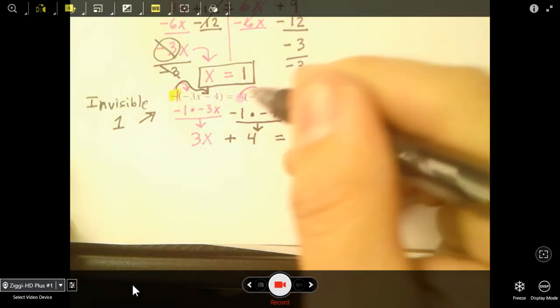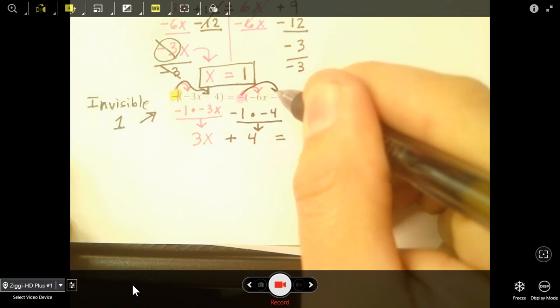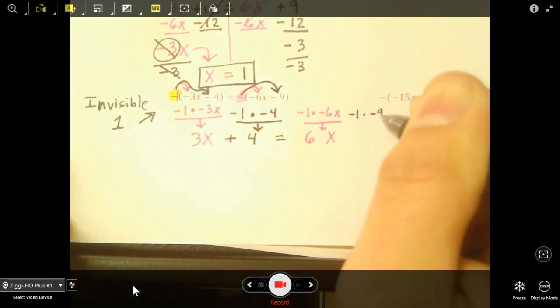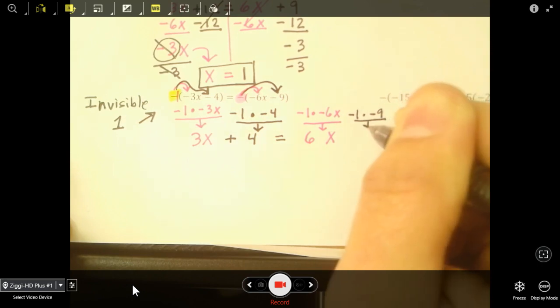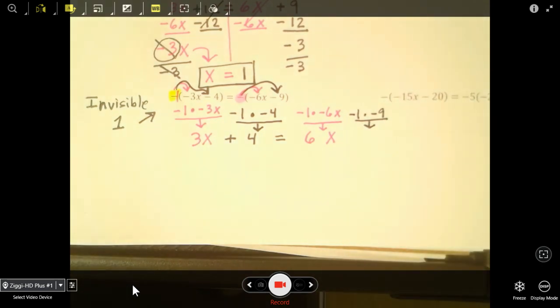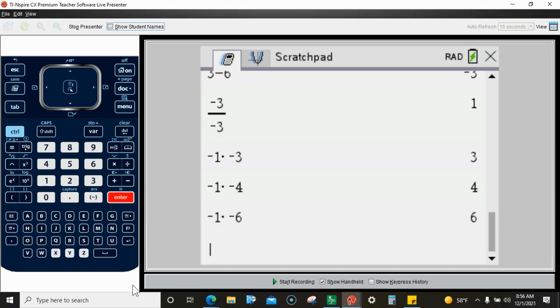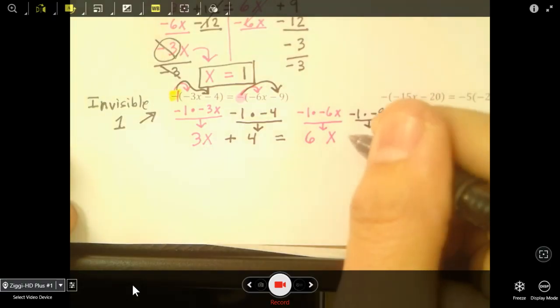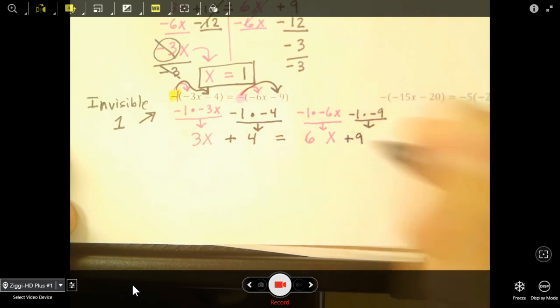Next, I have to take this negative 1 and then multiply it to the negative 9. So negative 1 times negative 9, and we're going to write our answer down there. Now, some of you may be looking at going, Mr. H, I know how to multiply integers. I know how to change the sign, but that's okay, right? If you're not sure or if it's confusing to you, just use the calculator. So negative 1 times negative 9, and that's going to give me positive 9. So I'm going to write that down. So I have positive 9.